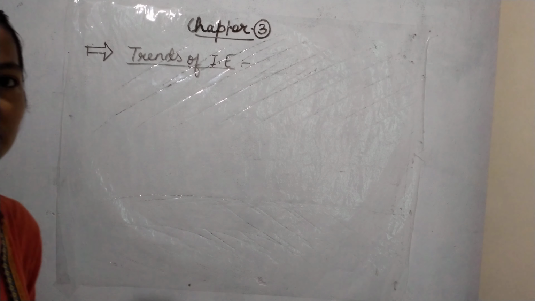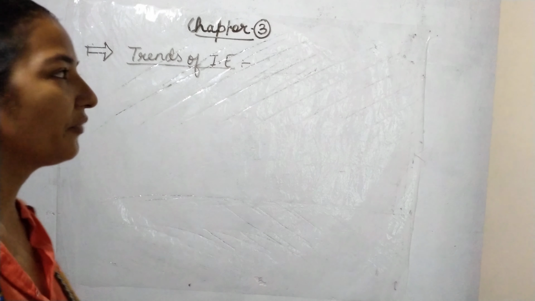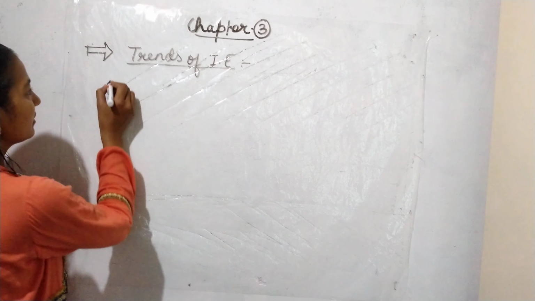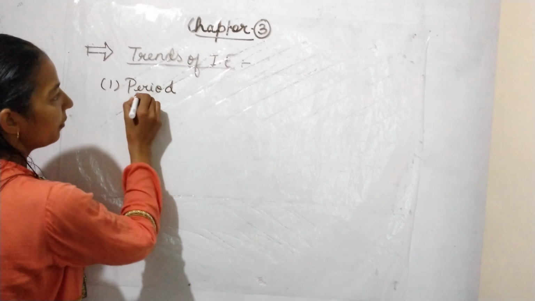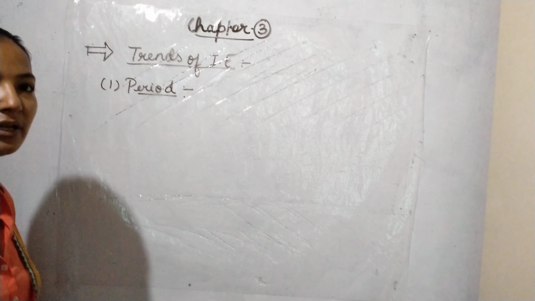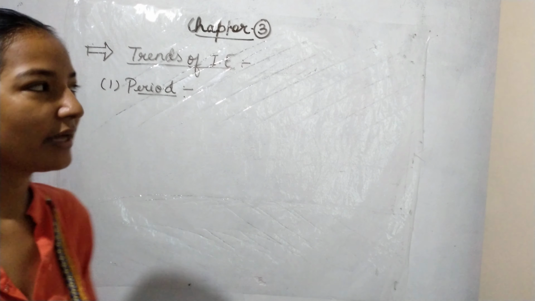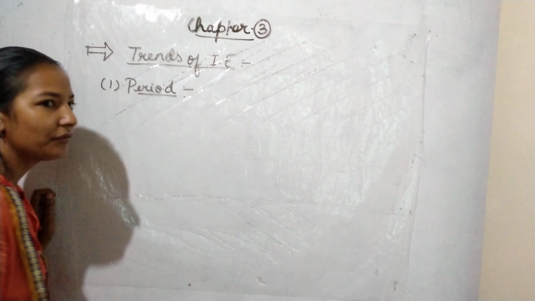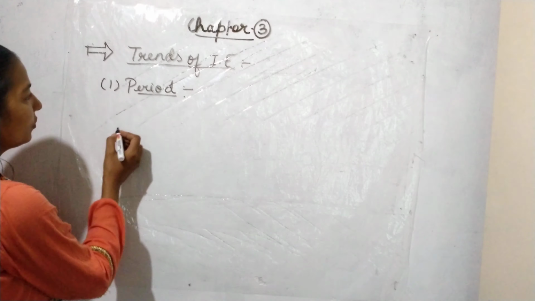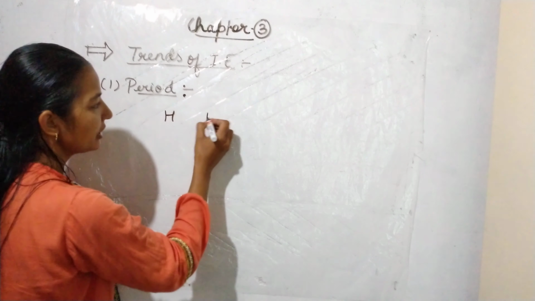Now let's discuss the trends of ionization energy. That is, what is the effect on ionization energy of moving in a group or moving in a period. So let's discuss first of all a period. In a period from left to right, we know that the atomic radius will decrease. That's why the ionization energy will increase. So let's start with the first and second periods. You can write it by yourself also, like among hydrogen and helium.